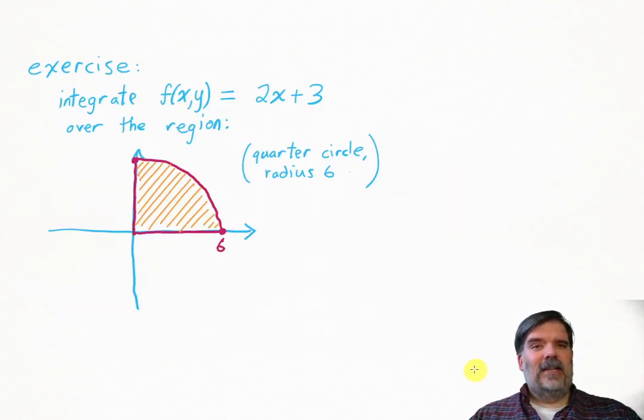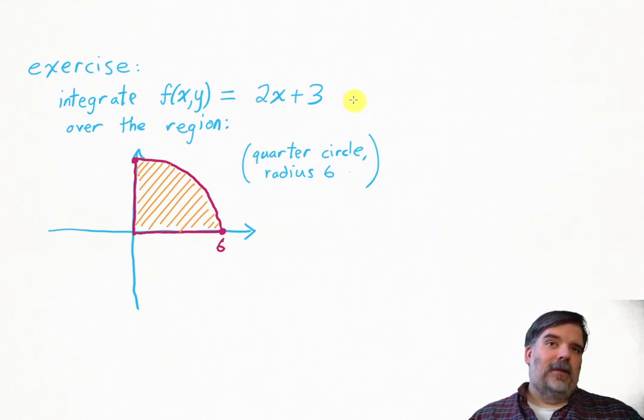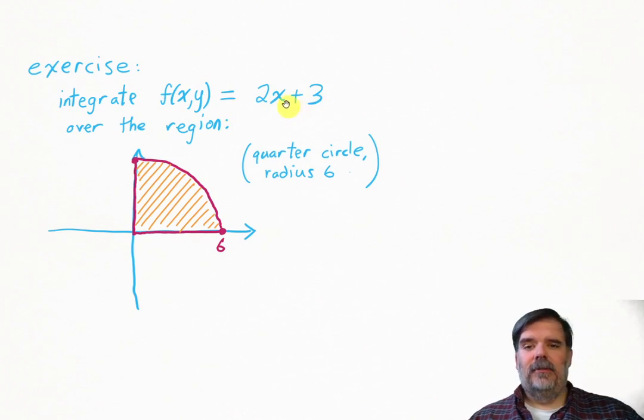Speaking of doing calculations, it's time to learn some math by doing math. So what I'd like you to do is integrate this function, 2x plus 3. It didn't include a y term because we'll just make this one a little bit simpler. But let's integrate this function over this region. So this is going to be a quarter circle of radius 6.